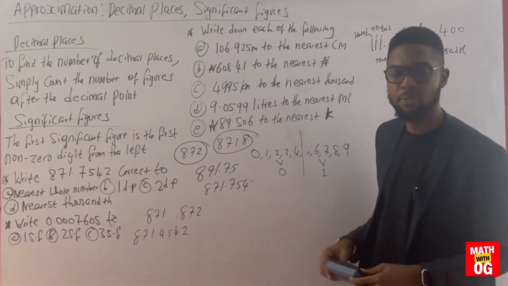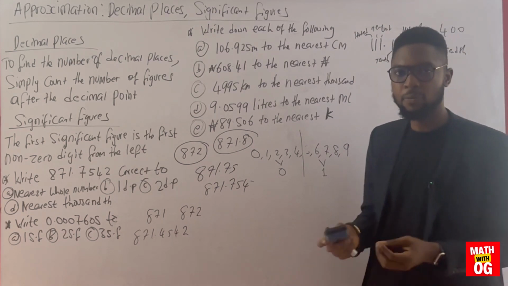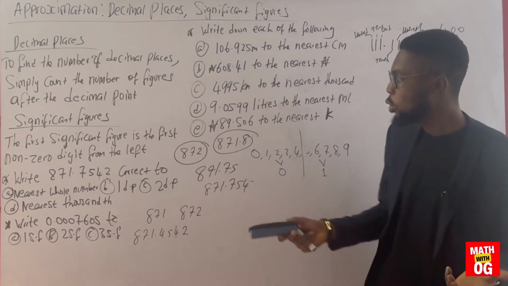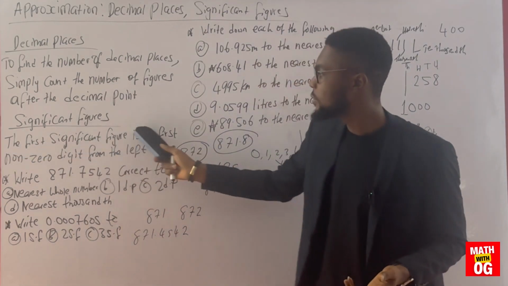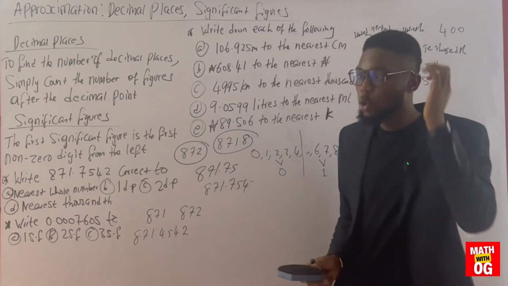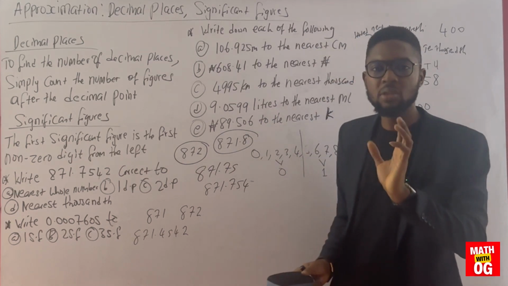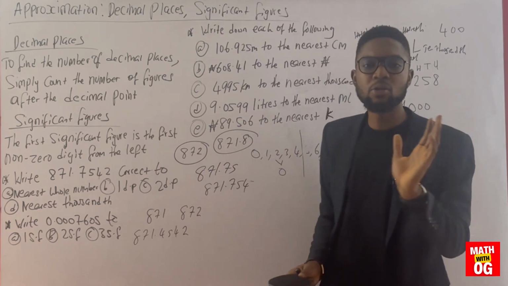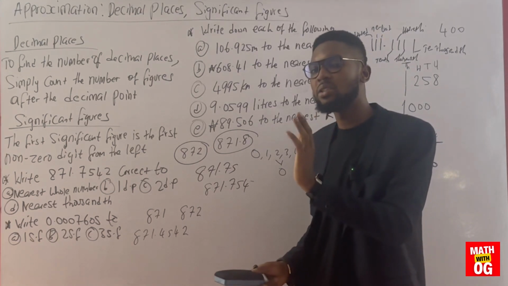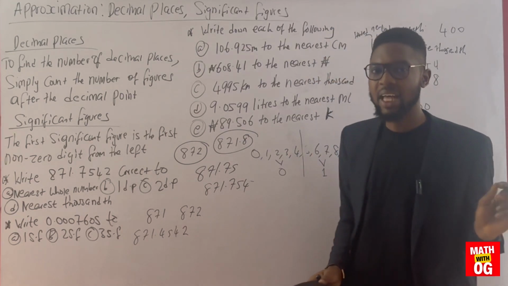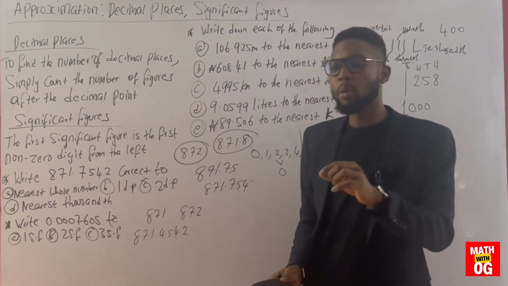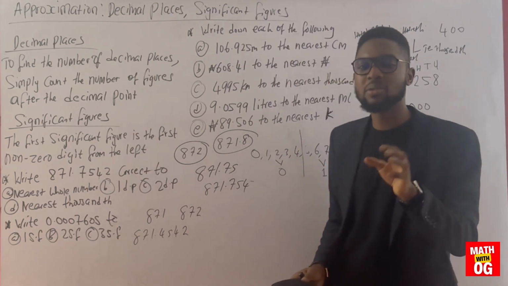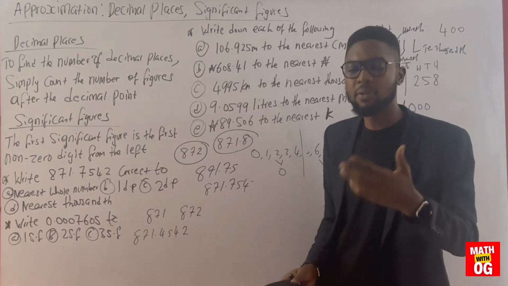Now let's move on to significant figures. For significant figures, you just need to understand how to know your first significant figure, and you are good to go. Note, the first significant figure is the first non-zero digit from the left. So when you are reading a number, the very first non-zero digit that you read is the first significant figure. Any zeros you see before the first non-zero digit are insignificant, that means they are not significant. But after the first non-zero digit, any zero you see after that automatically becomes significant.